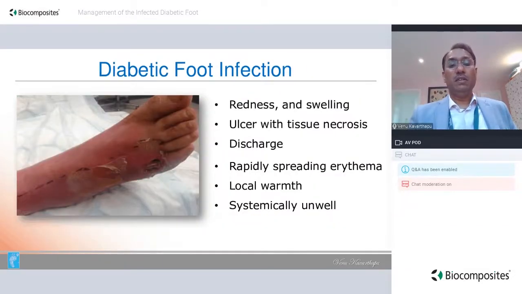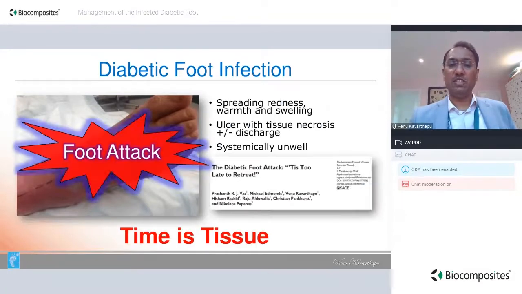So even in a different presentation of diabetic foot infection, in this example, there is massive redness here in the whole foot, and also the whole foot is swollen. There is an ulcer with discharge and evidence of tissue necrosis. And this erythema on this presentation has been spreading rapidly, and there is local warmth, and the patient is also systemically unwell. Such type of presentation that essentially spreads very rapidly is called a diabetic foot attack.